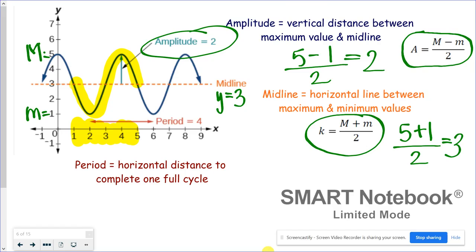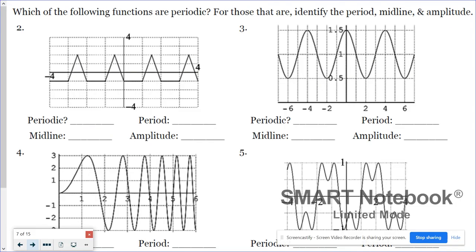So why don't you guys take a look at problems 2 through 5 on page 2 in your notes packet and see if you can analyze these properly. So is the function periodic? And if you say yes, it is periodic, then I want you to also identify the period, the midline, and the amplitude. So take a few minutes and do these 4 problems and then check back in with me.